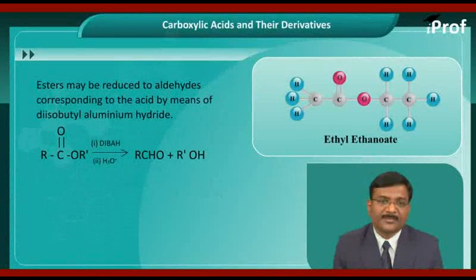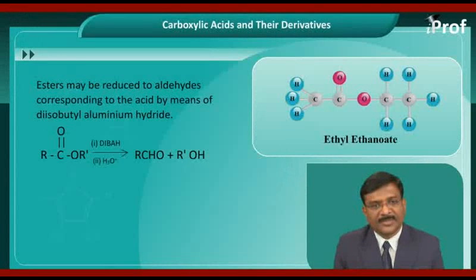Esters may be reduced to aldehydes corresponding to the acids by means of diisobutyl aluminum hydride.